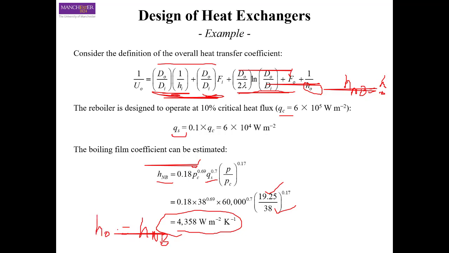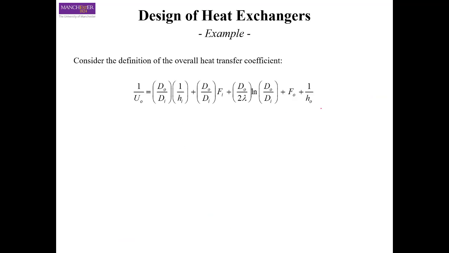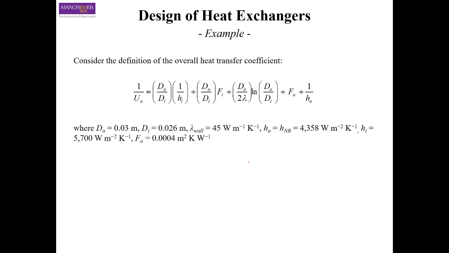Now we can use this value of H naught or H and B and feed it to this long equation for the overall heat transfer coefficient, and as such we can calculate the overall heat transfer coefficient. So now let's look at that equation. We know this long equation that we wrote before, and we know the data, either given to us or calculated. We know the outer diameter of the tube, and we know the inner diameter because we knew the thickness of the pipe. So we calculate outer diameter minus 2 times the thickness, and we get the inner diameter.